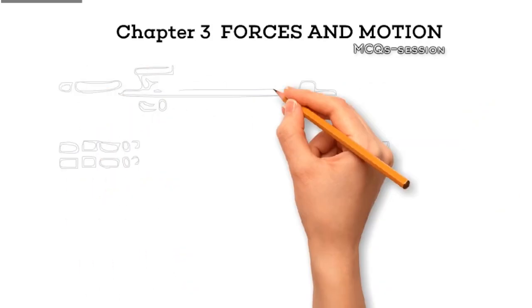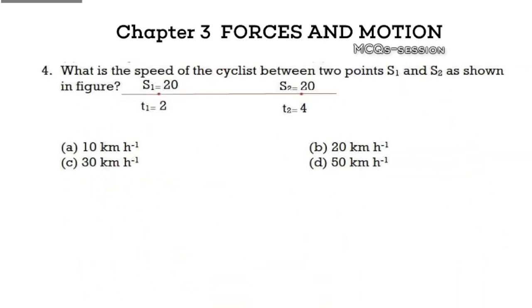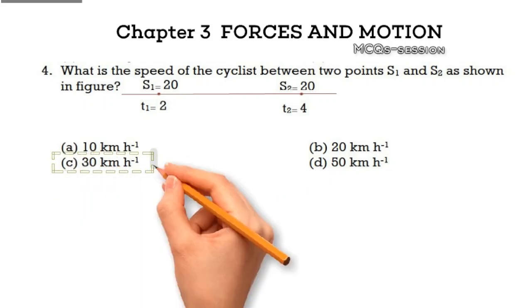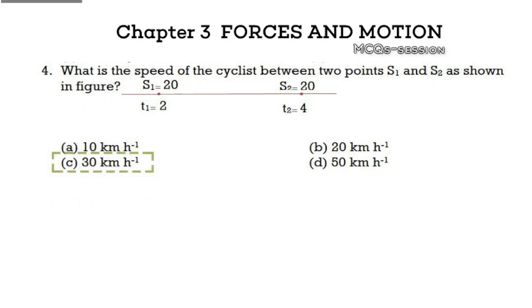Question 4. What is the speed of the cyclist between 2 points S1 and S2 as shown in the figure? Options: A, 10 km per hour, B, 20 km per hour, C, 30 km per hour, D, 50 km per hour. Pause the video and guess the correct answer. The correct answer is C, 30 km per hour.